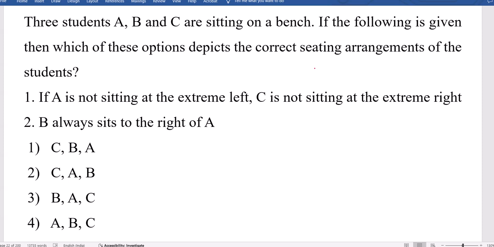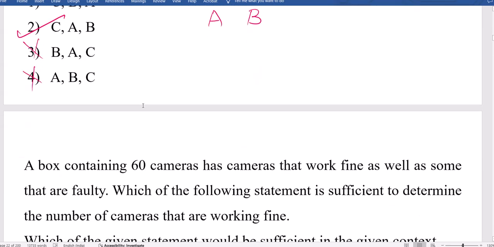C, A, B. B always sits to the right of A. So B must be to the right of A. C is not at the extreme right. That's why this is the answer. I think you can do option elimination. This is very easy for you. You can apply option elimination.